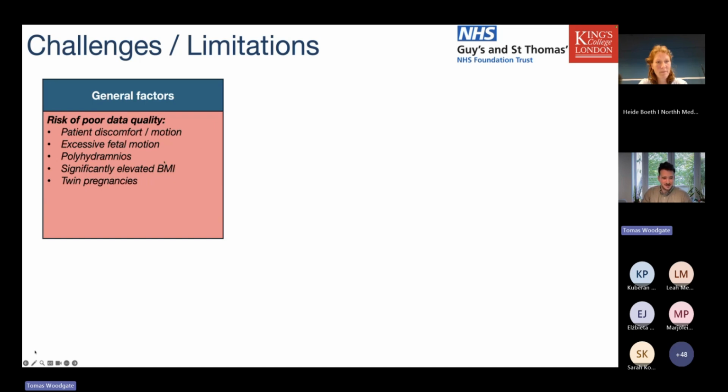Other things like polyhydramnios, elevated BMI, or twin pregnancies, sometimes you can have issues with poor signal in these cases. But I'd say it's really important to try and screen for some of these things at the time of referral.